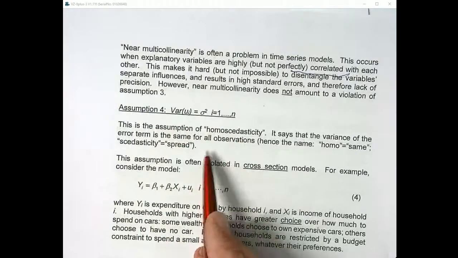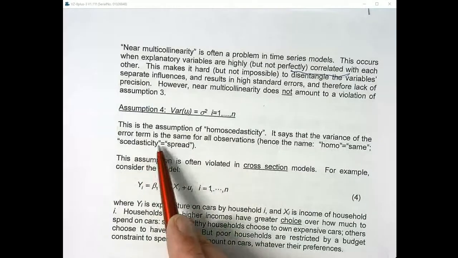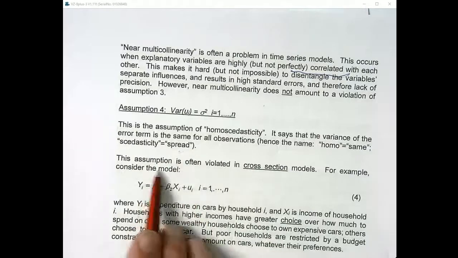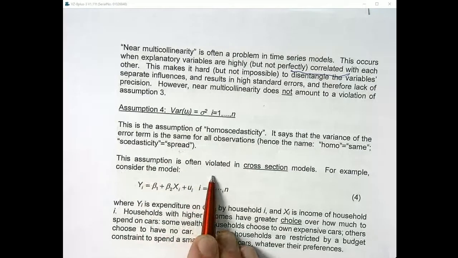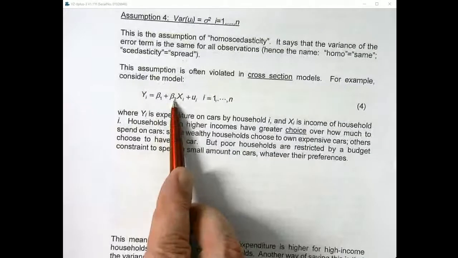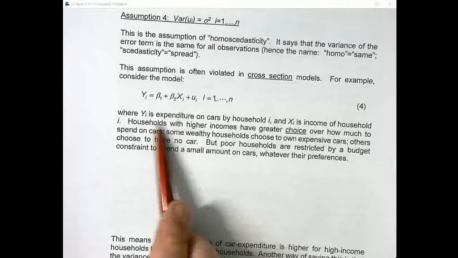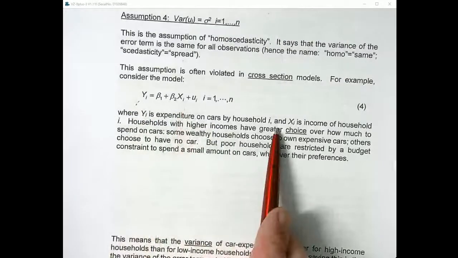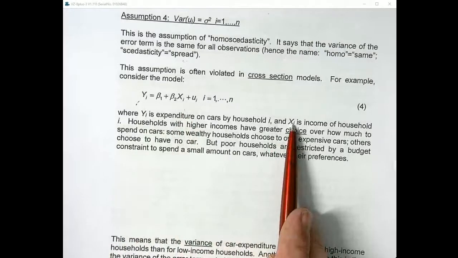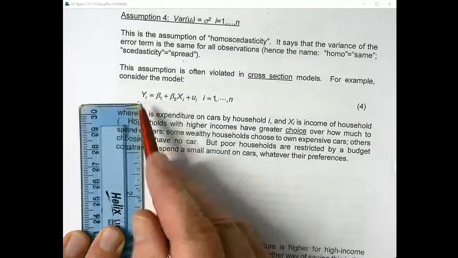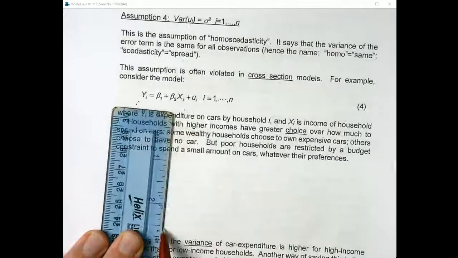And that's because the word skedasticity has the meaning of spread. We're saying that the spread is the same for all observations. This assumption is often violated in cross-section models. For example, let's consider this model: Y on X, a simple regression model where Yi is expenditure on cars by household i, and Xi is income of household i. So what's this going to look like? Well, we're going back to talking about Engel curves here. We're considering what's the Engel curve for cars.